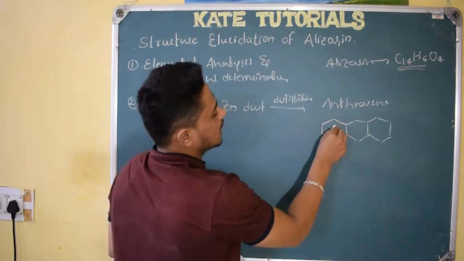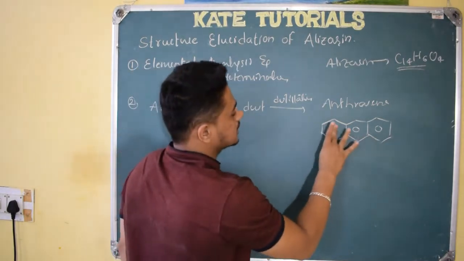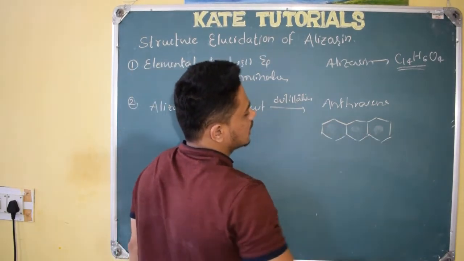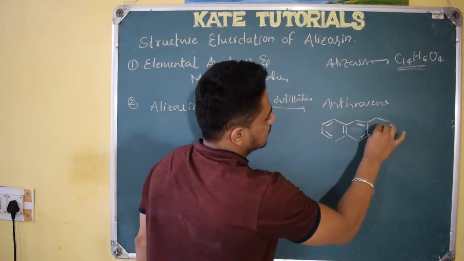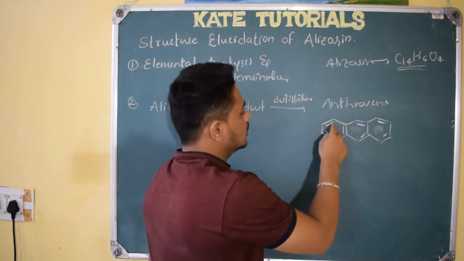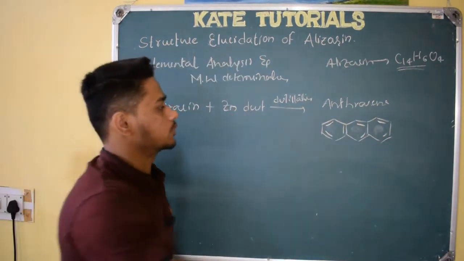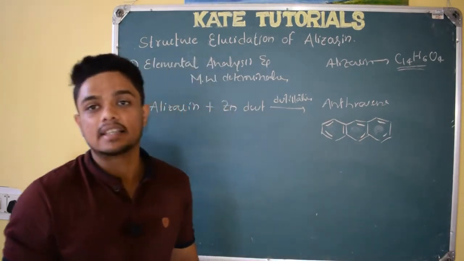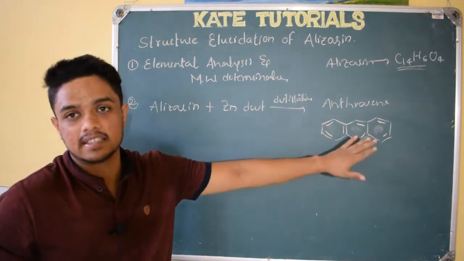Some people will draw it directly like this and say this is anthracene, but in the true sense we should not do it like this. Anthracene should be drawn with alternate double bonds, and it is aromatic. If you count, it has 2, 4, 6, 8, 10, 12, 14 pi electrons, because of which it is aromatic as it satisfies Huckel's rule. So they got anthracene.